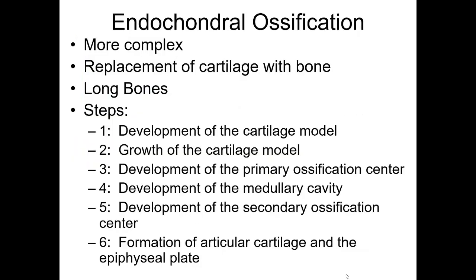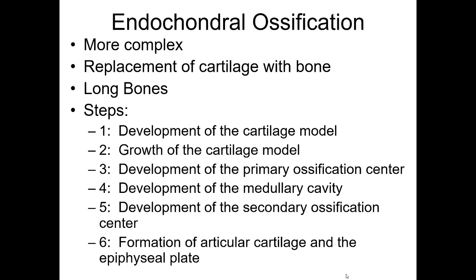Now let's move on to the more complex procedure, which is the endochondral ossification. Now this is the method by which long bones form. Now remember, in long bones, you have to have the diaphyses, the metaphyses, the proximal and distal epiphysis, along with the growth plate. So this is when cartilage is replaced with the bone. So this is a more complex way of forming bone, and it involves 6 stages.